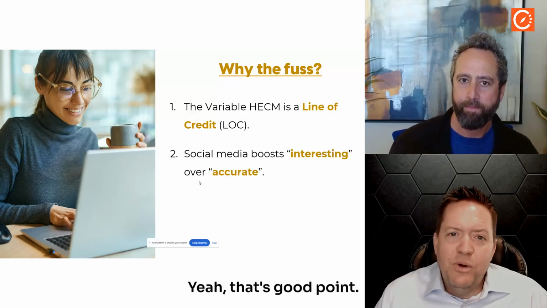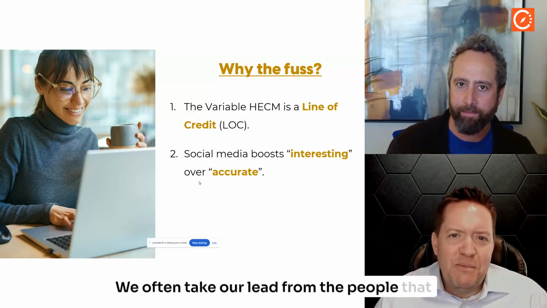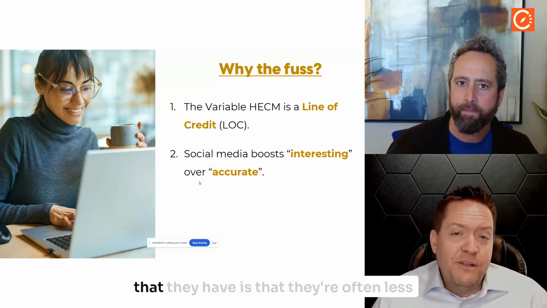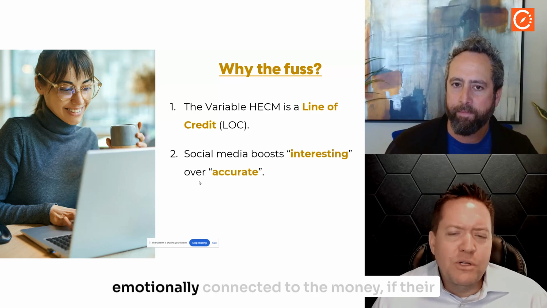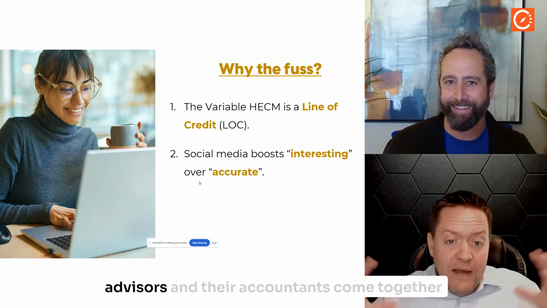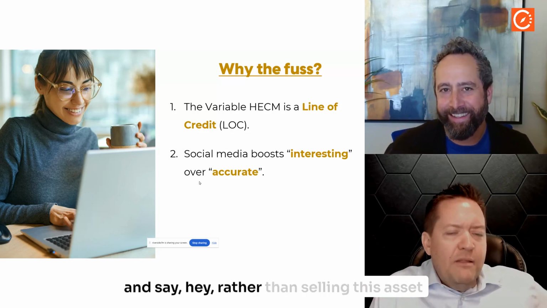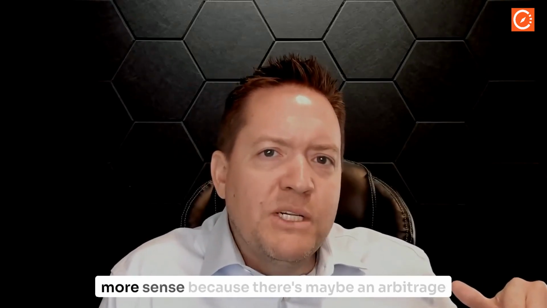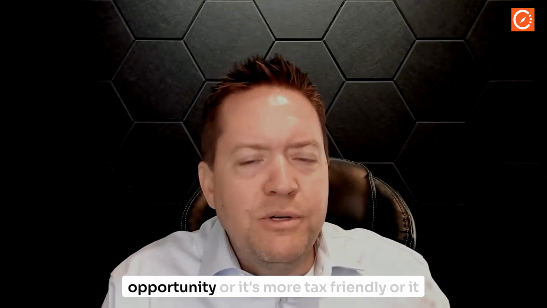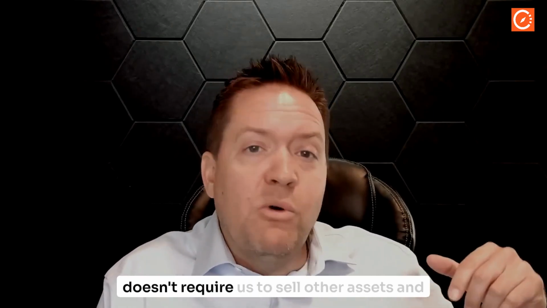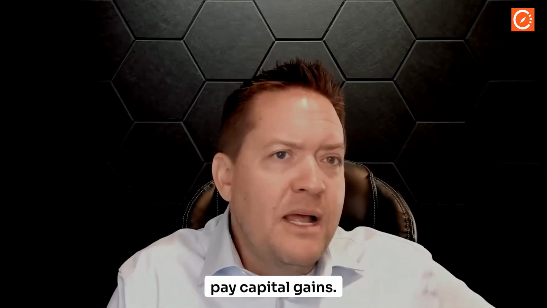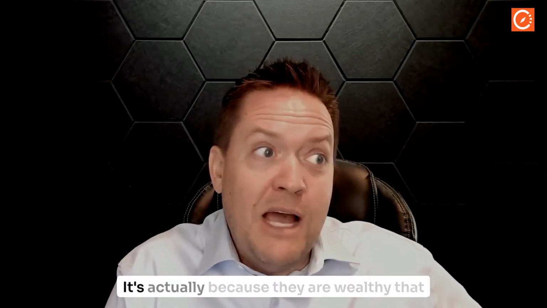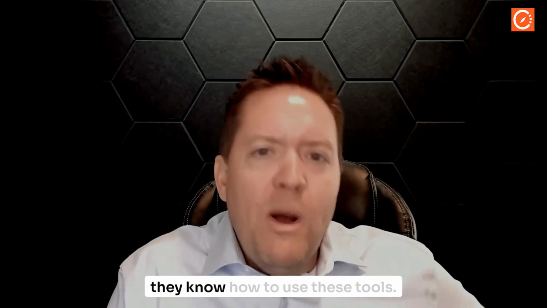Yeah, that's a good point. We often take our lead from the people that have accountants and financial planners literally on staff. And one of the advantages that they have is that they're often less emotionally connected to the money. If their advisors and their accountants come together and say, hey, rather than selling this asset to acquire our competitor, we think borrowing the money instead makes more sense because there's maybe an arbitrage opportunity, or it's more tax friendly, or it doesn't require us to sell other assets and pay capital gains. Those are the kinds of things that they use lines of credit for all the time. And it isn't because they're not wealthy. It's actually because they are wealthy that they know how to use these tools.